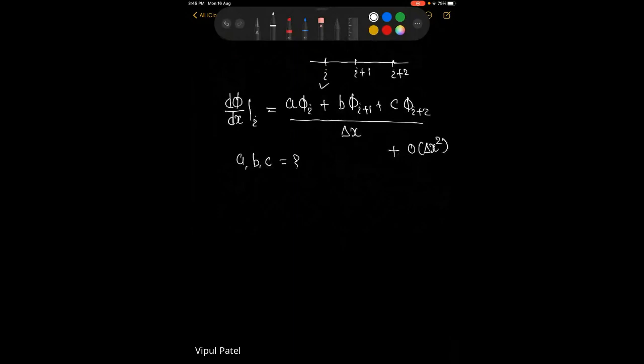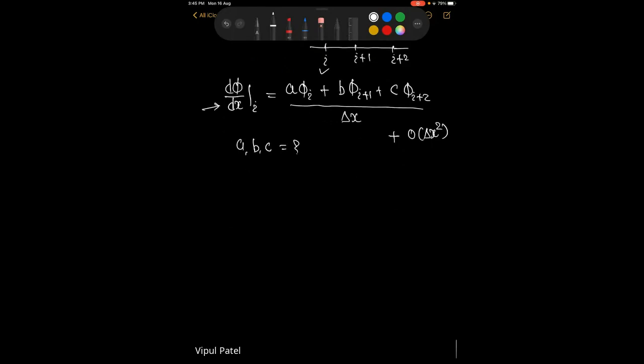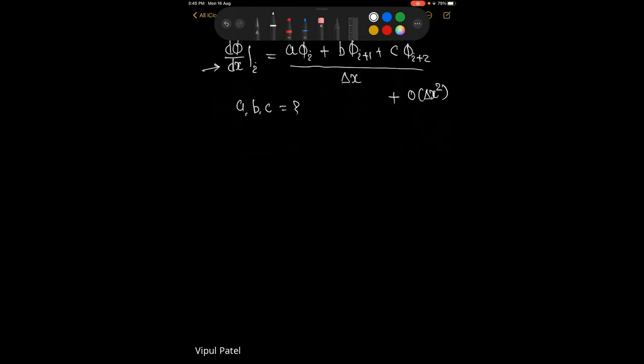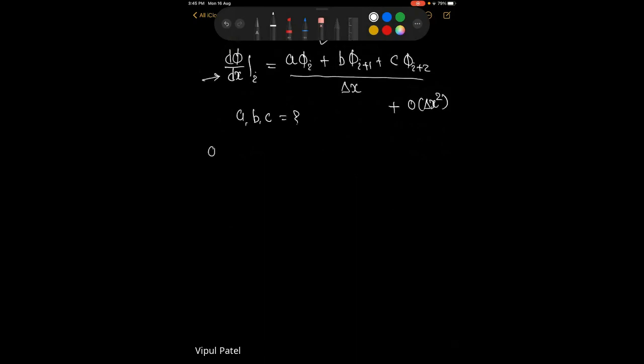How will we get all these values? Okay, so this equation I can rearrange as follows. Rearranging this particular term, my equation becomes a into phi I plus b into phi I plus 1 plus c into phi I plus 2 is equal to d phi by dx at any node I into delta x, right? So I'm just taking this delta x to the left hand side, and this particular term I can also take on the left hand side.